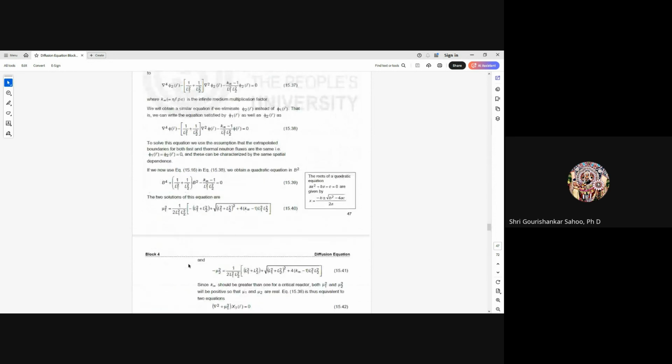To solve the equation, we have to assume that the extrapolated boundaries for both fast and thermal neutron fluxes are same. So your phi 1 is equal to phi 2 is equal to 0, and this can be characterized by the same spatial dependence. So we can obtain a quadratic equation in B square, that is B to the power 4 plus 1 by L1 square plus 1 by L2 square multiplied by B square minus k infinite minus 1 by L1 square L2 square is equal to 0.